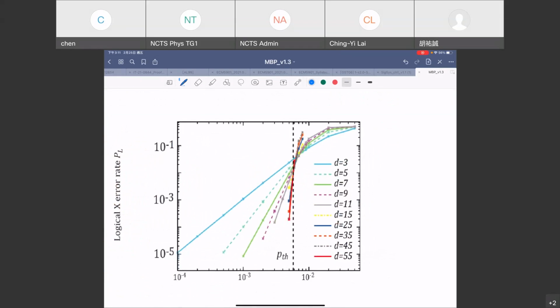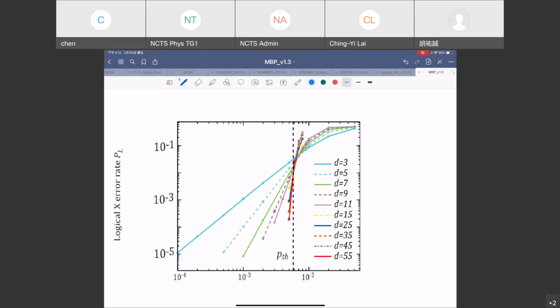So this is the performance analysis of the surface code. Assume there is only X error here. D is the size of the side of the lattice. When you increase the size of D, you will increase the error protection ability. The X axis here is the physical error rate. The Y axis here is the logical error rate.